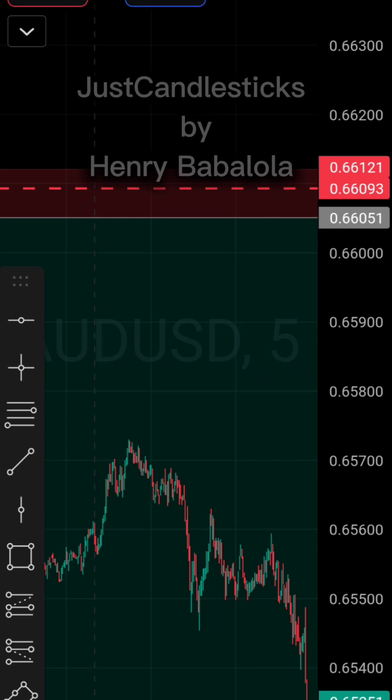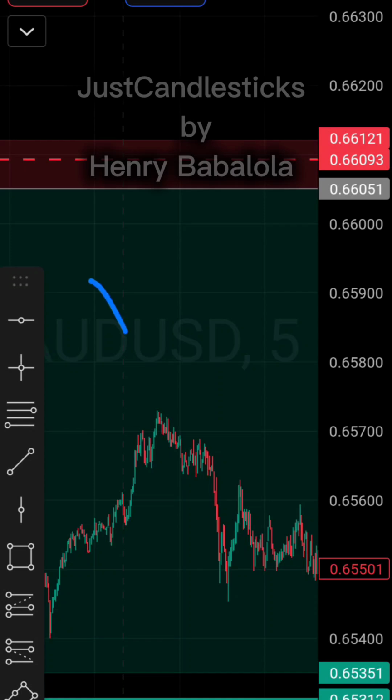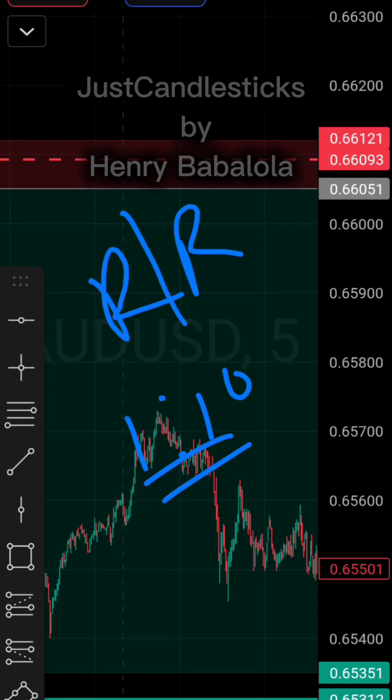Let's do the same 50%. So meaning that this time around, you are doing a risk to reward of 1 to 10 with 50%. In fact, let's reduce it. Let's not even do 50%. Let's do 30%.